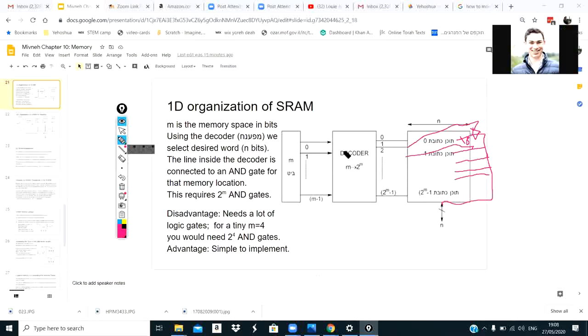And wait, so this only releases one byte? So this is done in a cycle and releases one byte at a time? Yes, this is done in one cycle. I put the address here and out of here comes the result.